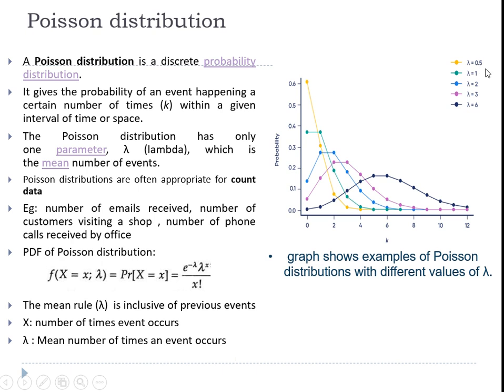So as you can see here, lambda is equal to 0.5, the Poisson distribution looks like this. For lambda equal to 1, the Poisson distribution is like this. Lambda equal to 2, you have it like this, right? So as you can see, it goes on decreasing like this. As the mean number of times an event occurs changes, the Poisson distribution is slowly changing, and it's a discrete distribution, right? So that's why these points are plotted. This graph shows an example of Poisson distribution with different values of lambda.